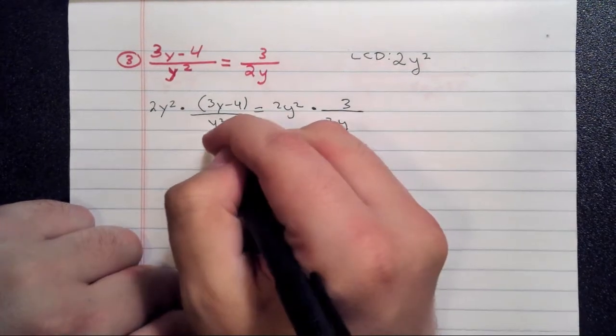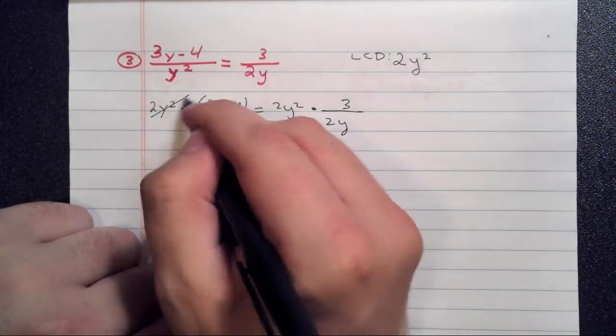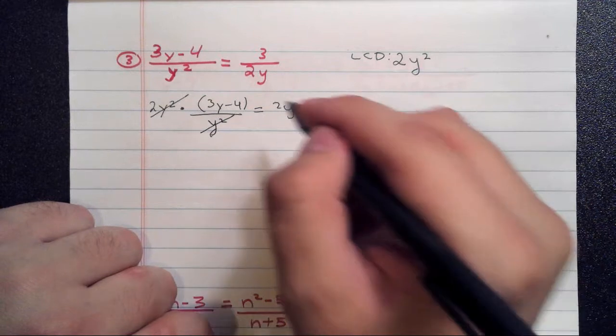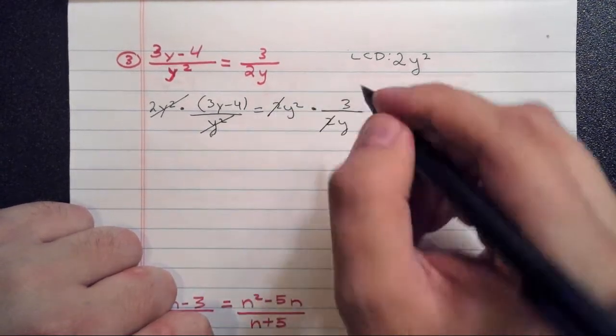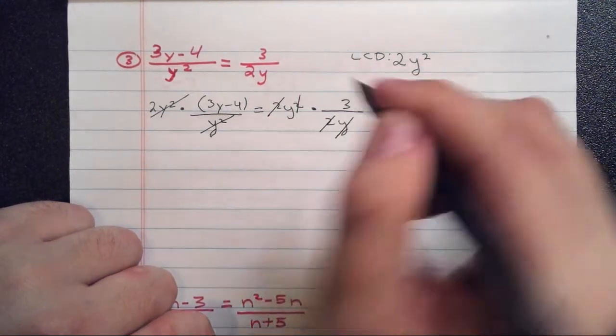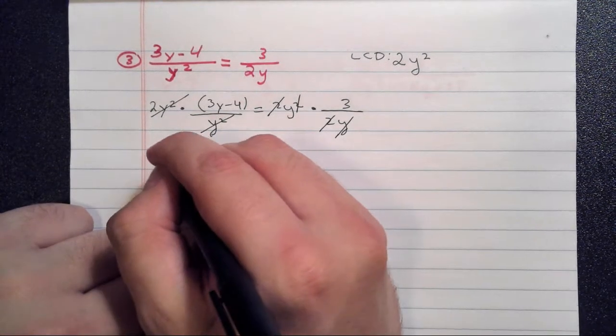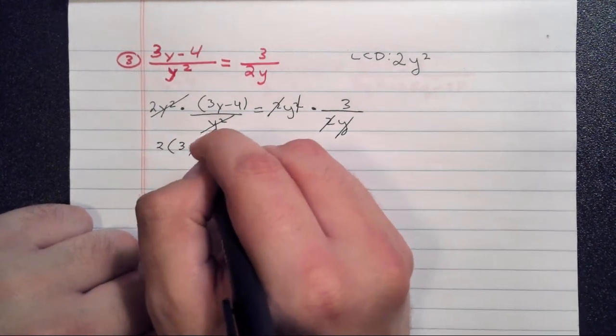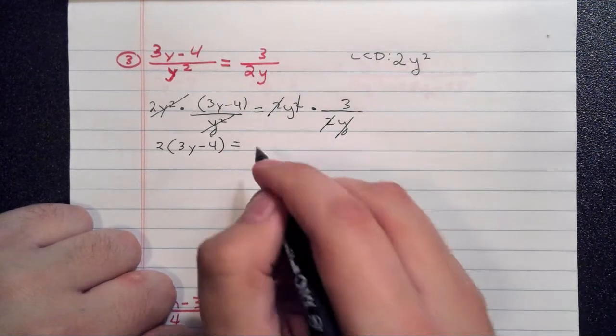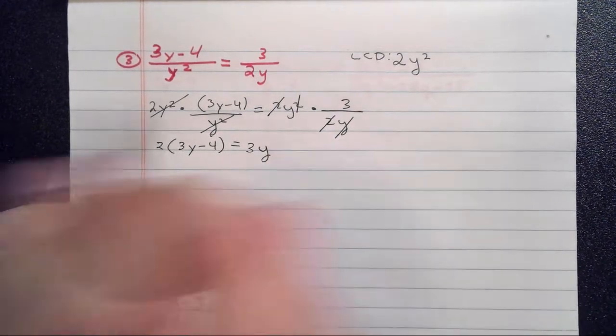And then, again, the idea is to simplify what I can. Here, the y squareds will simplify. Here, I lose the 2. And y squared and y leaves me with just a single y. Okay, so what am I looking at now? I have simply 2 times 3y minus 4 is equal to 3y.